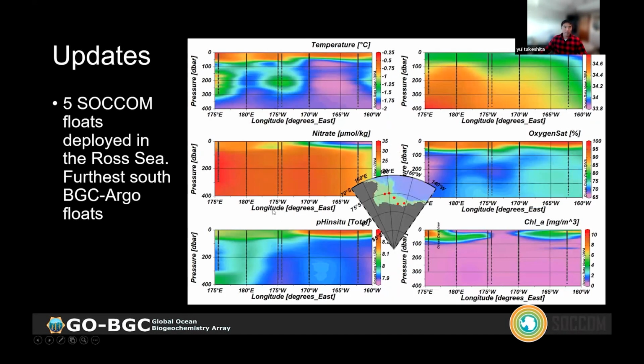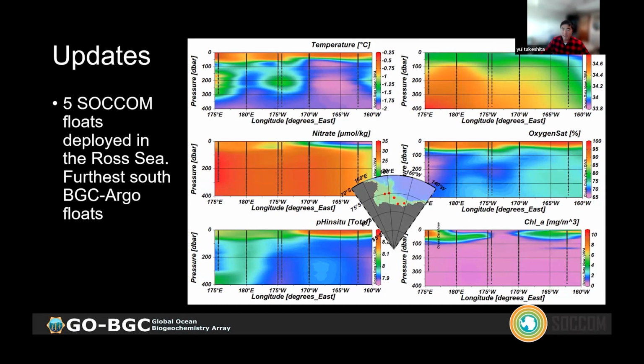And then another plot from Ken Johnson: we have recently deployed 5 SOCCOM floats in the Ross Sea. This is 75 to 80 south, and these are the furthest south BGC Argo floats that have been deployed. These were deployed relatively recently, so there are only a few profiles from each of these floats, but these sensors seem to be working. As you can see, the depth is pretty shallow, so these floats park on the bottom and they come up. So if you're interested in Ross Sea dynamics, these are great floats to check out.